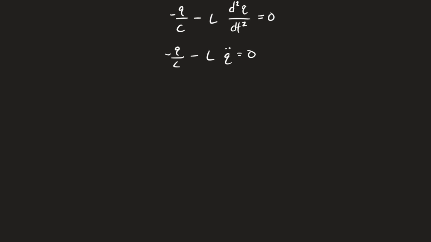To analyze this, I want to isolate the second derivative. So let's get it by itself. And when we do, we'll get the second derivative of q with respect to t equals minus 1 over LC times q. My understanding is that you probably don't have a mathematical way of solving this.